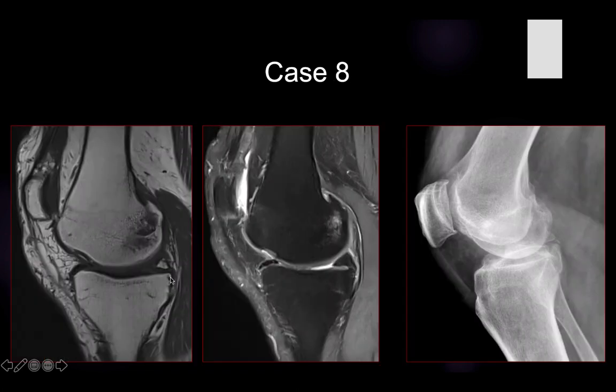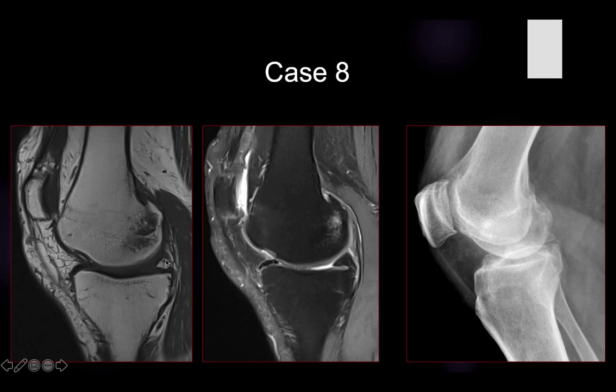Okay, in this case, we can see there is an area of abnormal signal involving the posterior horn of this meniscus. This area of abnormal signal is actually similar to the bone. We can see here this is the area that is similar to the bone in the T1 weighted images, and in the STIR the area is suppressed. This is the meniscus, and the area within is suppressed in the STIR, so it is similar to the bone. And in the X-ray, we can see there is a triangular bony structure at the same location of this lesion. So this is an example of a meniscal ossicle.